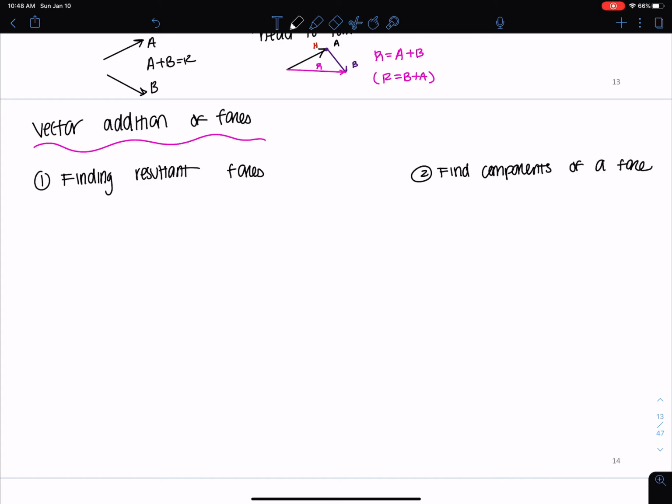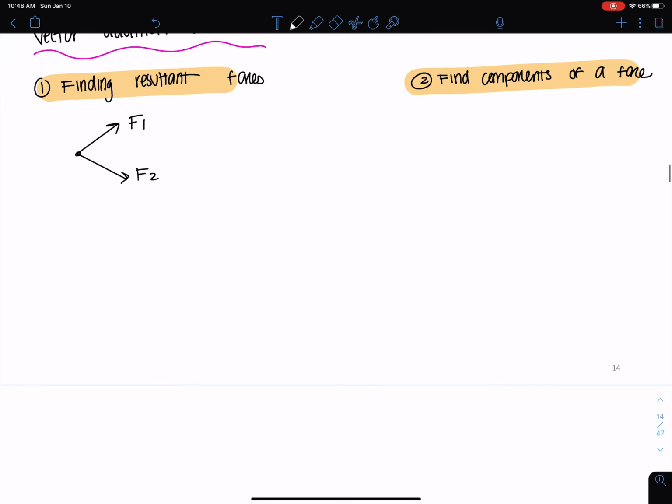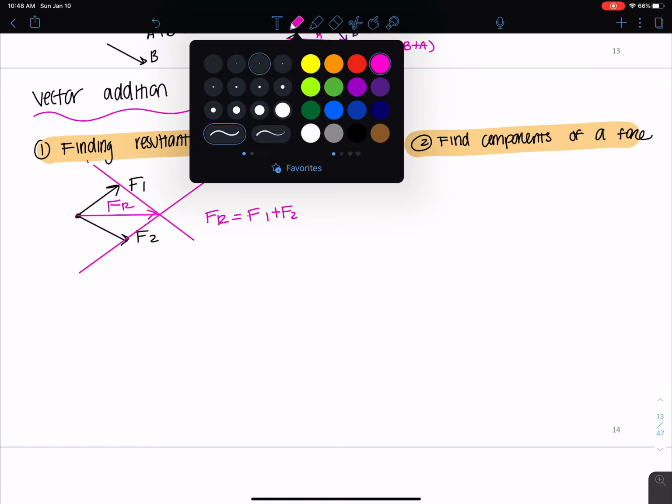Okay, so if I want to find resultant forces, I'm going to highlight both of these. If I want to find resultant forces, let's say again I have some force F1, some force F2, right? I can do the same thing here. I can use the parallelogram law. So I'm going to draw a line parallel to F1 from F2, as parallel as I can. And I'm going to say that this here is my resultant force, FR, right? And my FR is equal to F1 plus F2. Okay, and I can do the same thing.